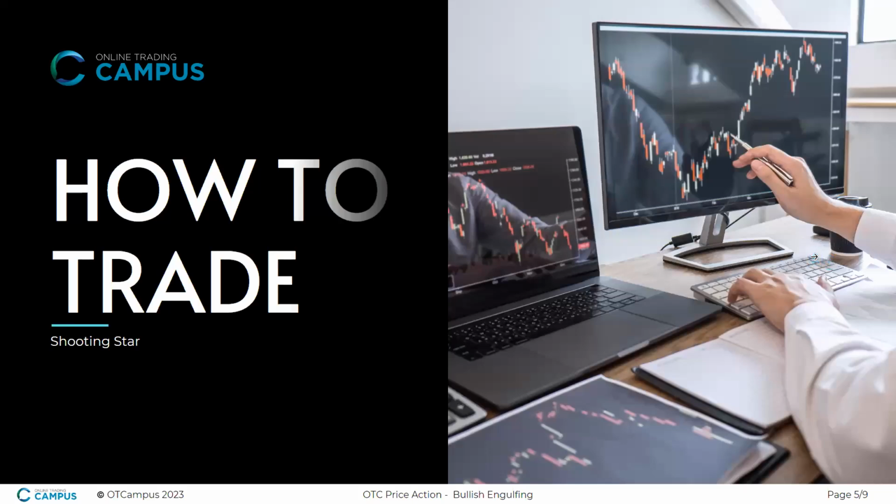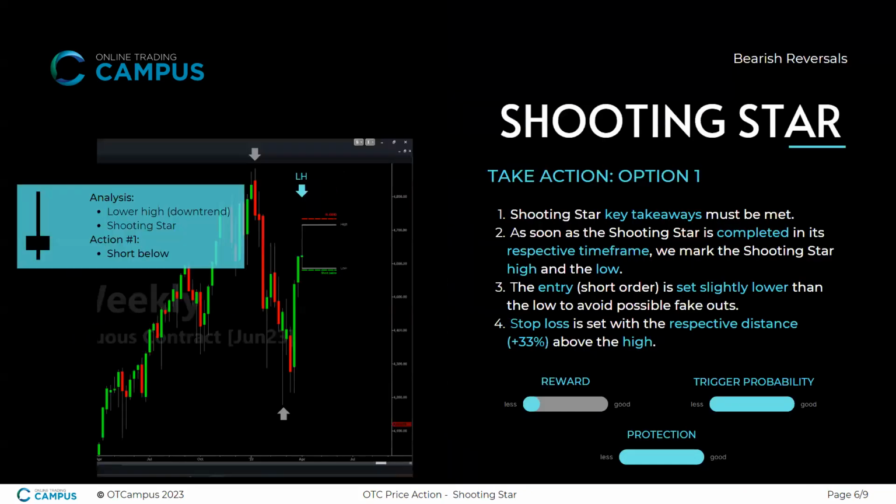Let's go to another slide. Here now I will show you how to trade the shooting star, how to short the first bearish reversal together. Let's go into option number 1. Option number 1 is short below. We're in the lower high, and a downtrend means a lower high and a lower low. We created a shooting star that's analyzed here, perfect at the top, and action number 1 is short below.